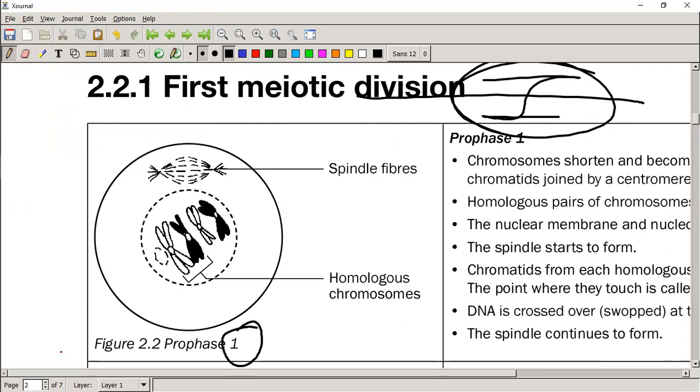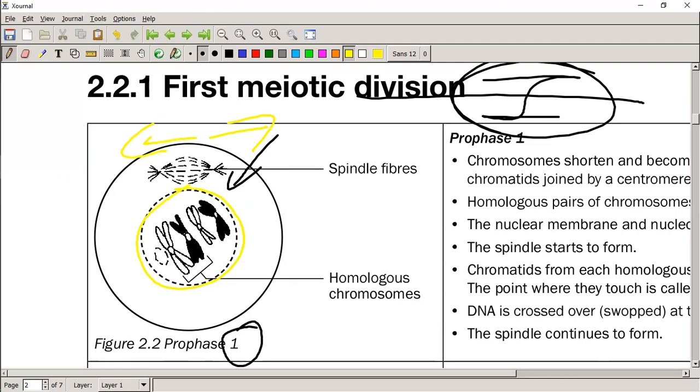Let's take a look at what is happening over here. Okay, so we've already replicated. We've got replicated chromosomes over here. It's no longer a nucleolus and chromatin material, it's now chromosomes. We can see that our nuclear membrane is starting to disappear. We can see that the centrioles are starting to split and move to opposite ends of the cell.